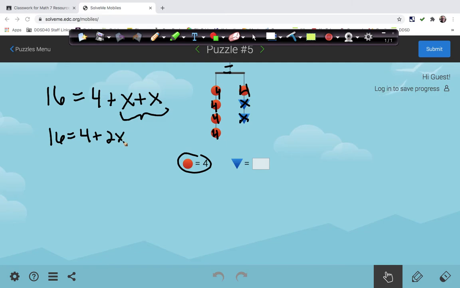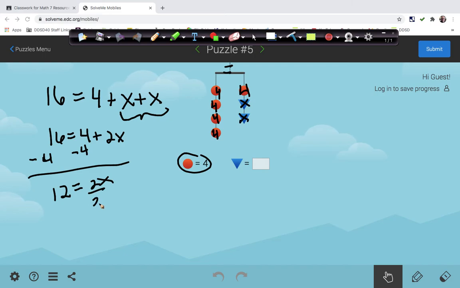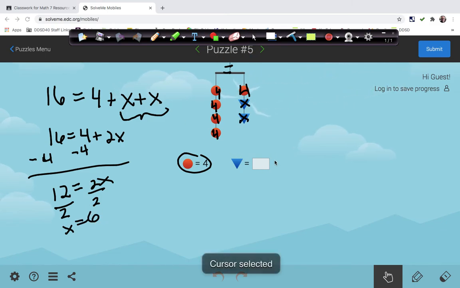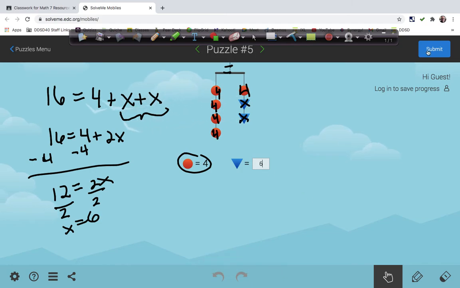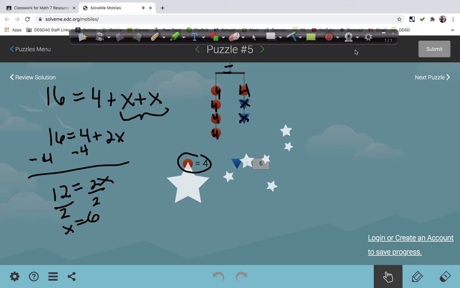And this looks like a two-step equation from last week. I subtract 4, and I get 12, and then 2x is equal to 12, so x is equal to 6. So then we could try that right here. X is equal to 6. So let's try one more.